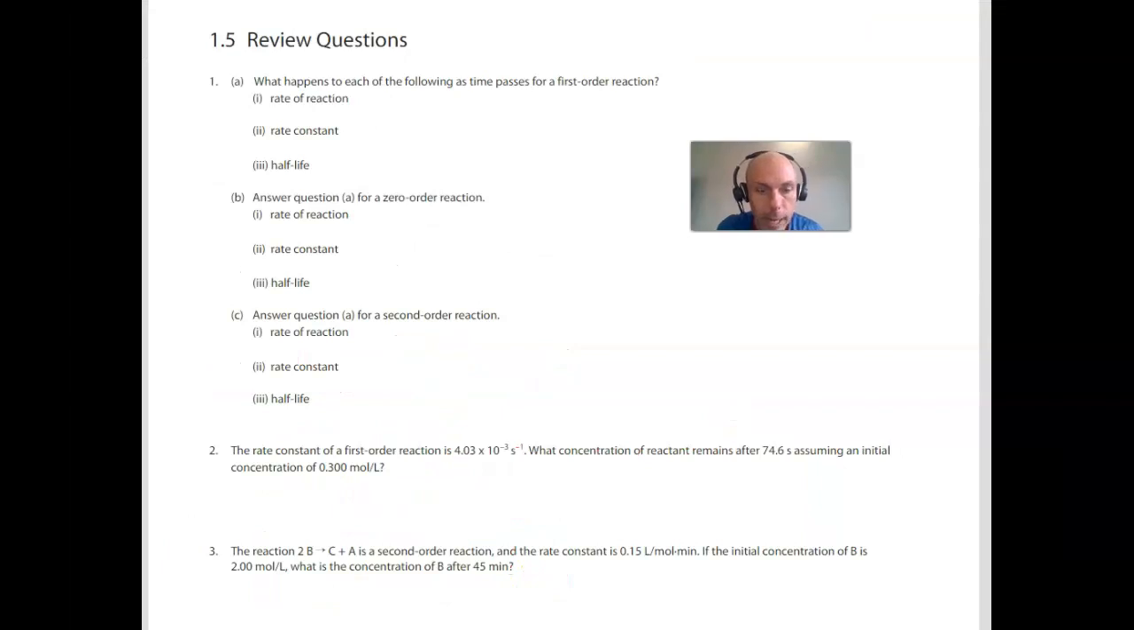So I've jumped ahead. I'm now on page 68 of the ebook, looking at the review questions, and we will do problems 2 and 3 together as our final 2 example problems for this lecture.